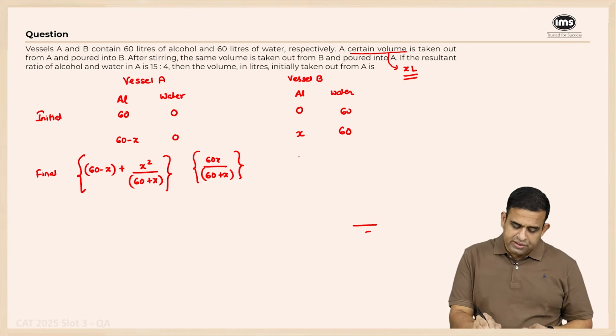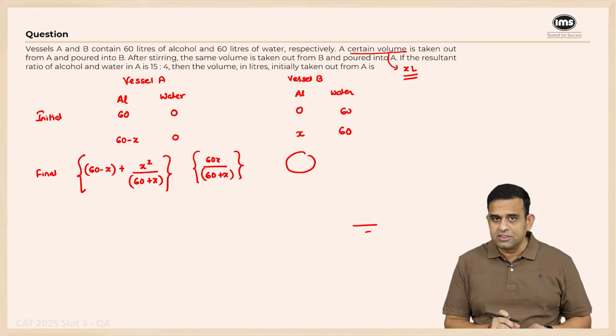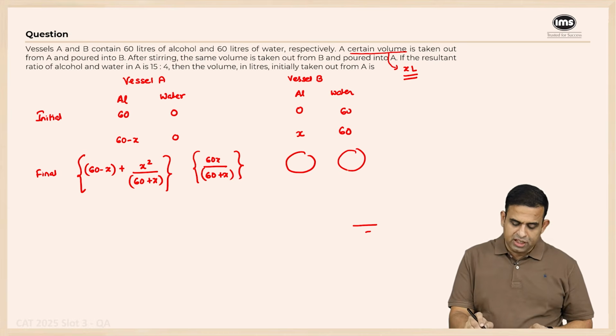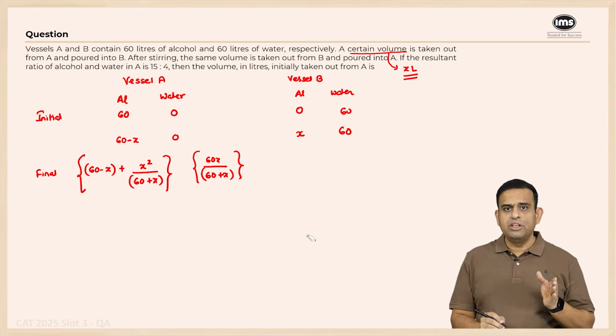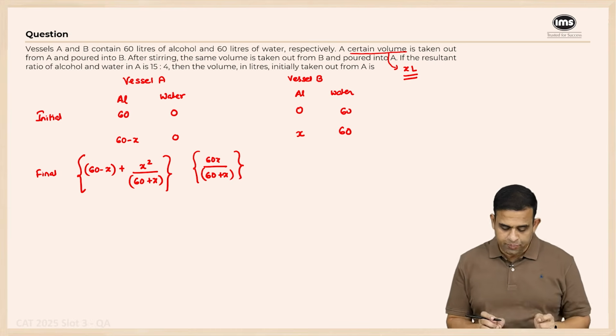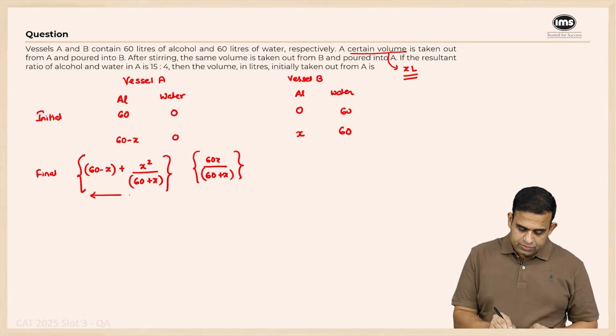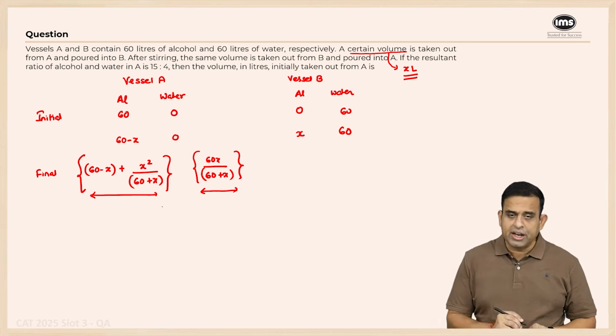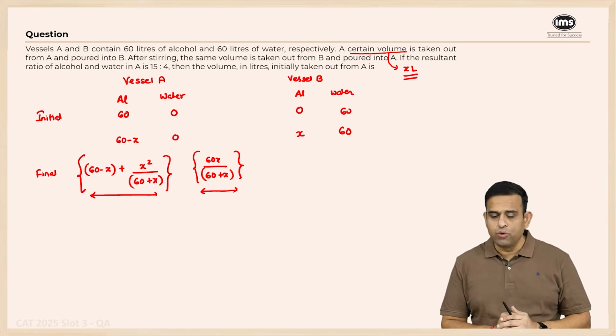As I told you, this part must be equal to 60 minus this number, and this part basically would be 60 minus this number. We know that at this particular point of time, the required ratio of the alcohol to water in vessel number B happened to be 15:4. So this ratio and this ratio are, let's say, 15:4 over here.